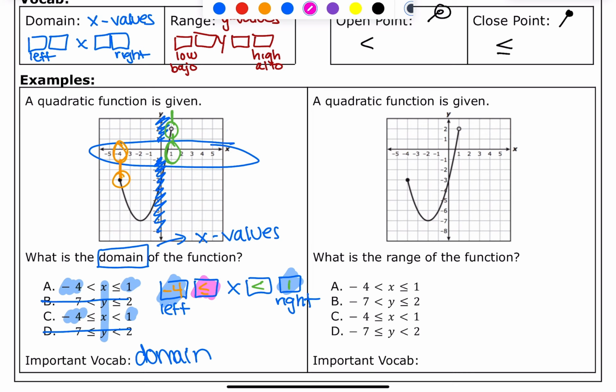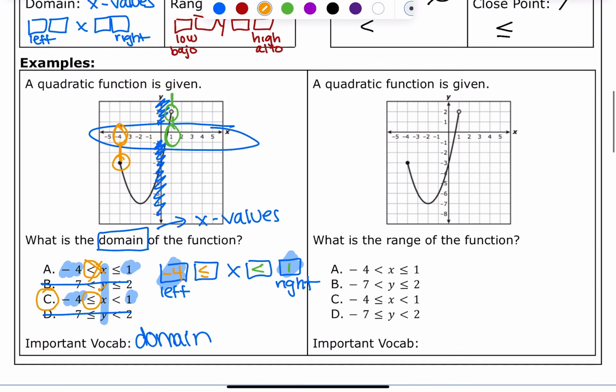Now, I have a closed symbol. Oh, that's really hard to see. Now let's look at the symbols. This one is wrong, this one is good. So C would be my answer.